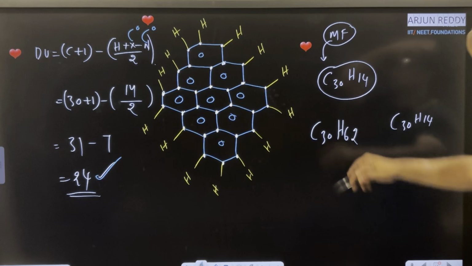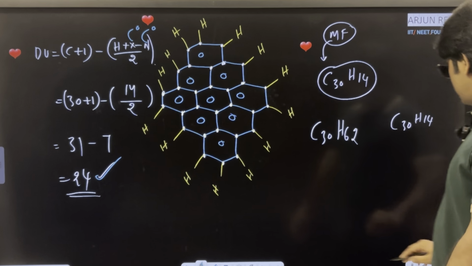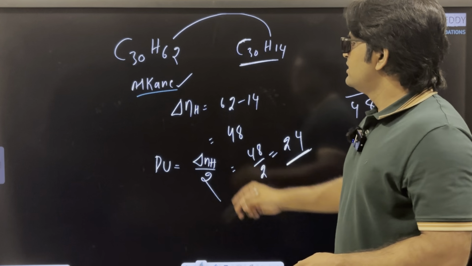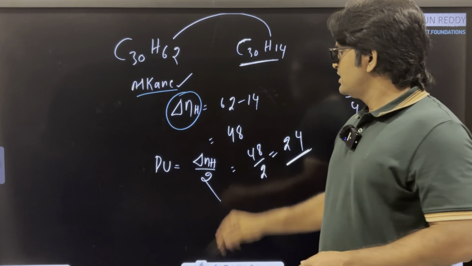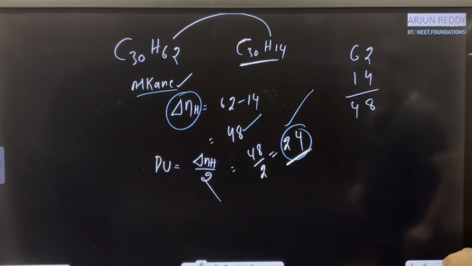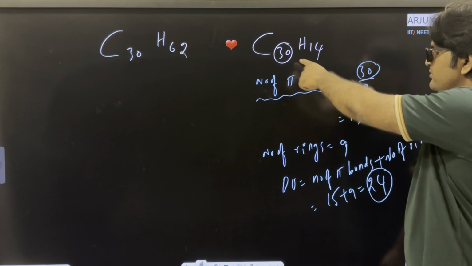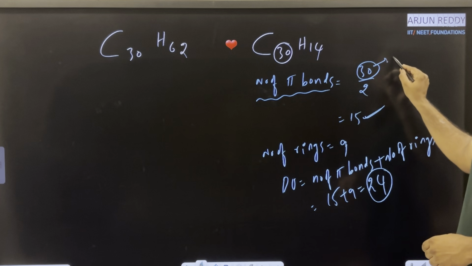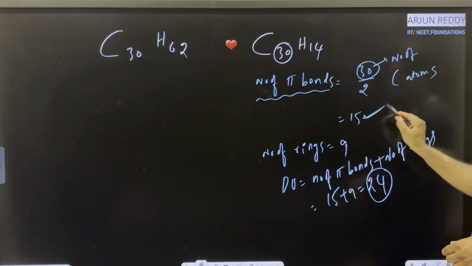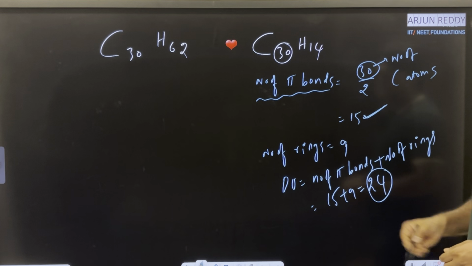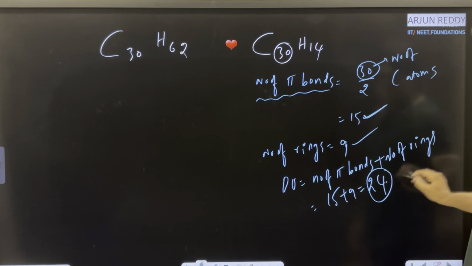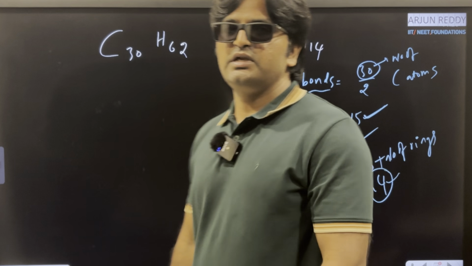And what is the next method? Find the molecular formula of the given compound, and compare that molecular formula with the alkane having the same number of carbon atoms. First find the difference between hydrogen atoms. After getting that value, delta NH divided by 2, finally you are getting the degree of unsaturation. Otherwise, if there are 30 carbon atoms, number of pi bonds equals number of carbon atoms divided by 2, so you are getting 15. And directly by looking at the molecule, you can count the number of rings. So finally, number of pi bonds plus number of rings equals 15 plus 9 equals 24.